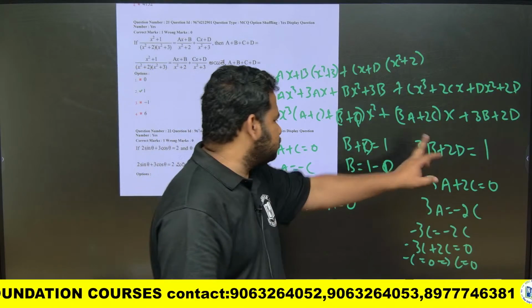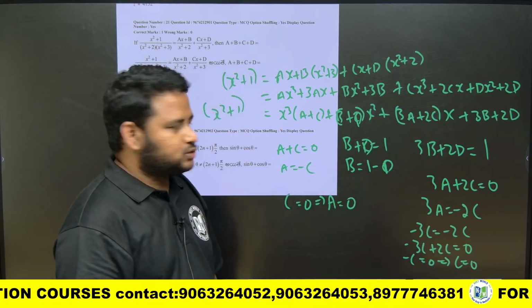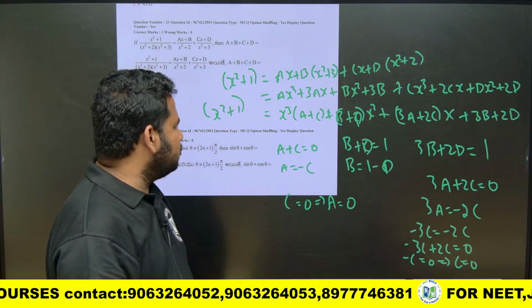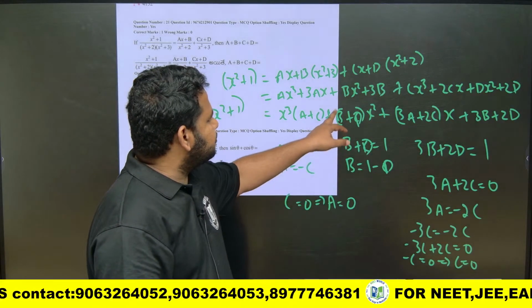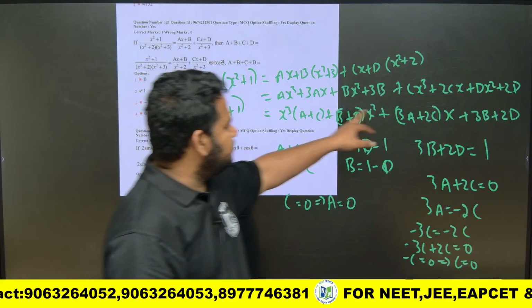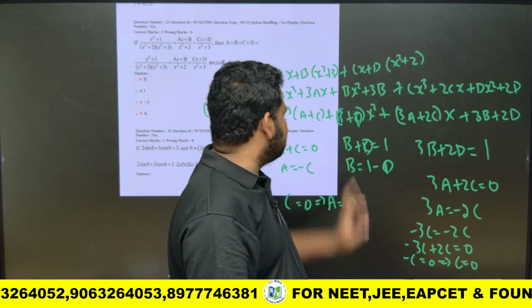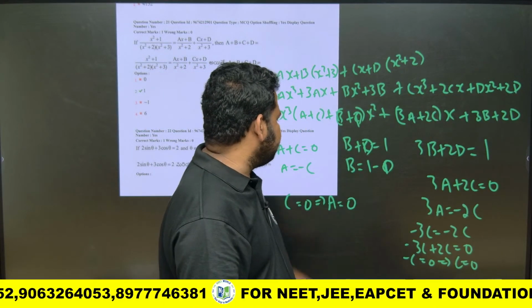So 3b plus 2d is equal to 1. Now what can I do? b is equal to x square. Where is x square? See here, x square is there. b plus d is equal to 1. Okay, b is equal to 1 minus d.